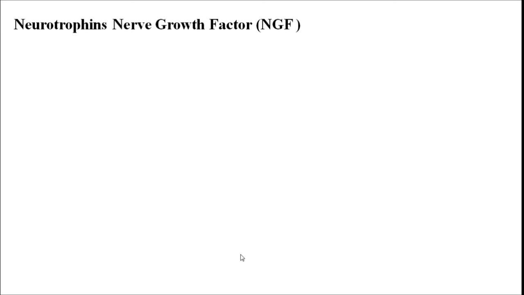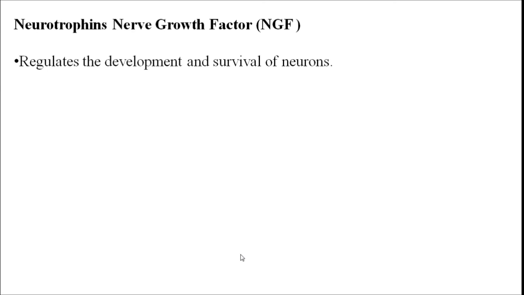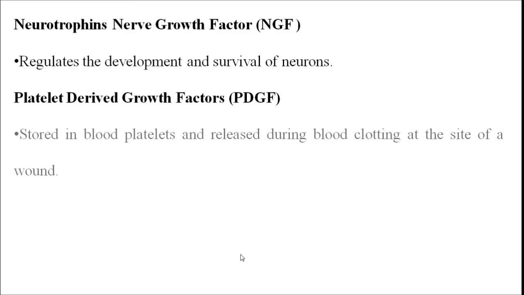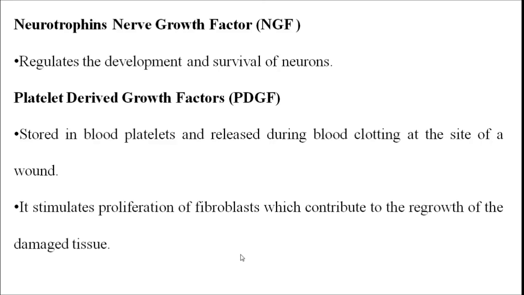Next one is the neurotrophin, nerve growth factor. It is mainly involved in regulation of development and the survival of neurons. The next signaling molecule is the platelet derived growth factor. These are mainly stored in the blood platelets and they are released during blood clotting at the site of wound. So their main function is to stimulate the proliferation of fibroblasts.